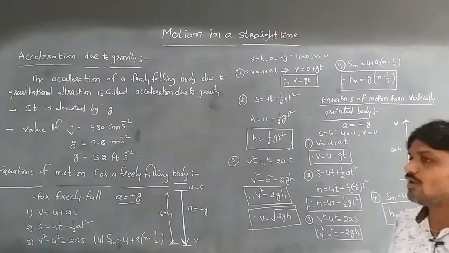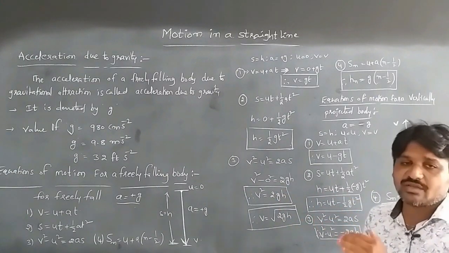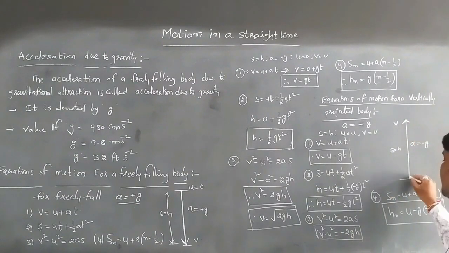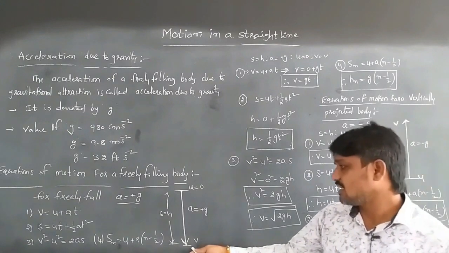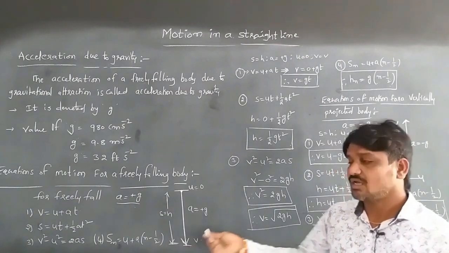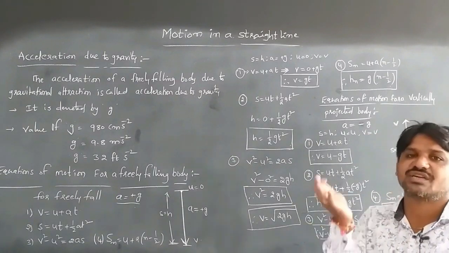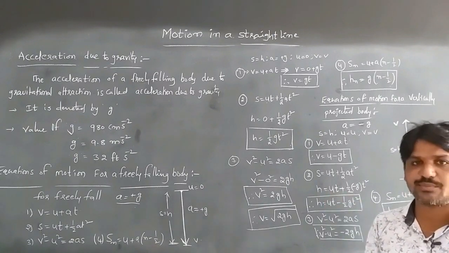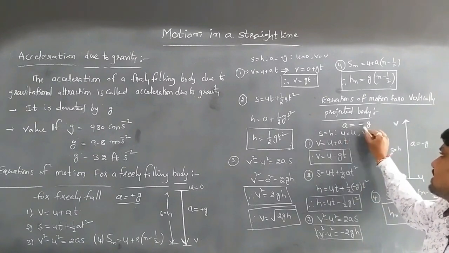And in case the body is projected vertically upwards, and it didn't reach the maximum height, it is only projected vertically upwards. Here also it is having velocity, it didn't reach the ground. Here is also the same thing, it did not reach the maximum height. So whenever the body is projected vertically upwards, its acceleration due to gravity is opposite to the gravitational attraction, opposite direction to the gravitational attraction.